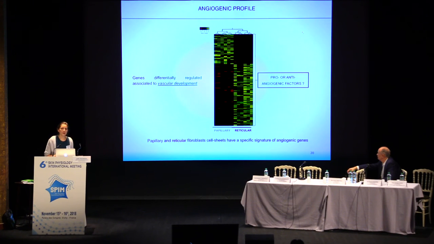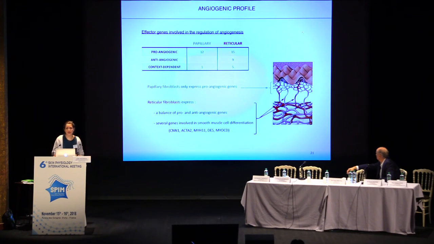Then to go further, we asked ourselves, okay, we have differences in genes, but are these genes pro or anti-angiogenic factors? So then I extracted from these genes what I referred to as effectors of angiogenesis. I define effectors of angiogenesis as genes coding for proteins that are able to interact directly with endothelial cells, including secreted factors, ECM components, as well as membrane and core proteins.